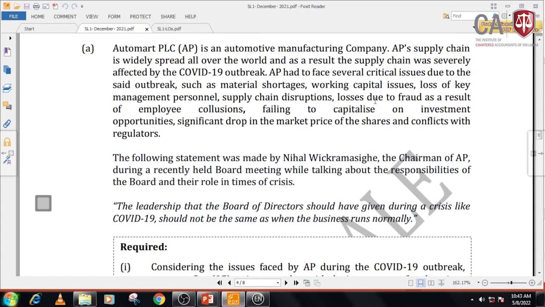Let us see the information carefully. Automart PLC is an automotive manufacturing company. The supply chain is widely spread all over the world, and as a result, the supply chain was severely affected by COVID-19.